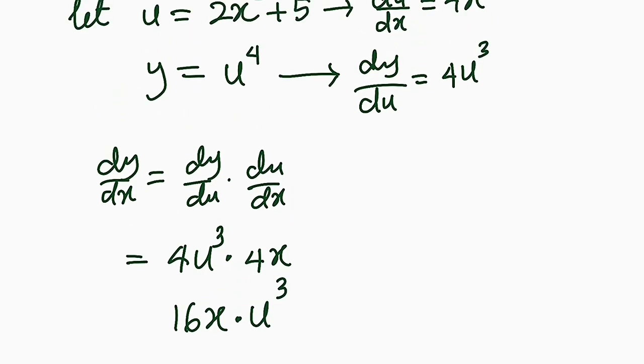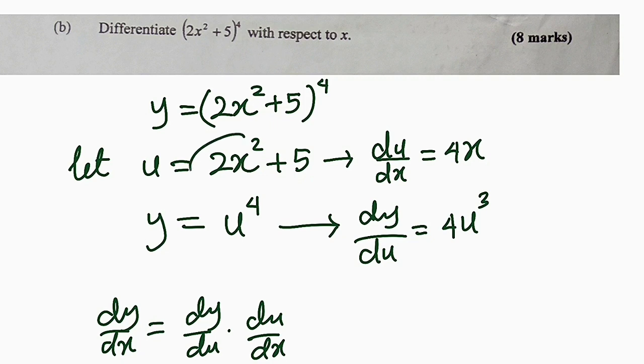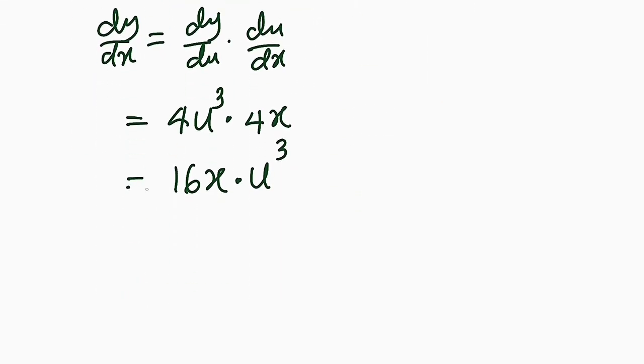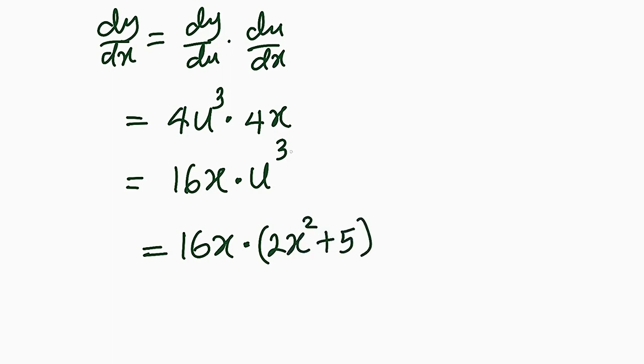But we have learned that u is equal to the whole of this, 2x squared plus 5. So this is equal to 16x multiplied by (2x squared plus 5), which is u, but u is to the third power, right? So this is dy over dx. But let me show you the shortcut.